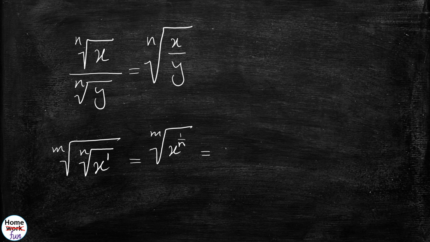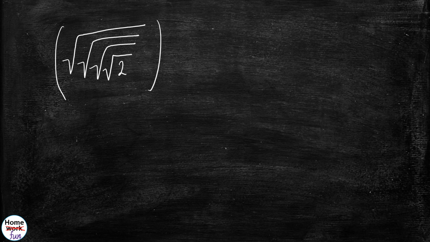Now we take the mth root. That gives us x to the power of 1 over n over m, which is equivalent to x to the power of 1 over n m. Let's see some examples. For example, suppose you have square root of 2, but not just once, twice, thrice, and 4 times. And then that entire thing to the power of 48. What's the answer to that?